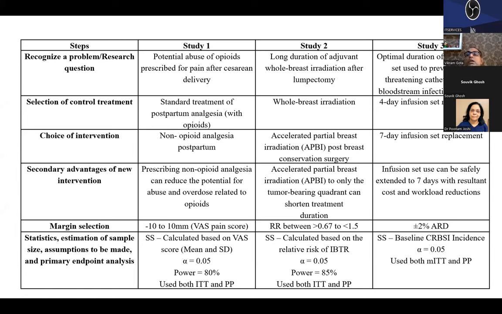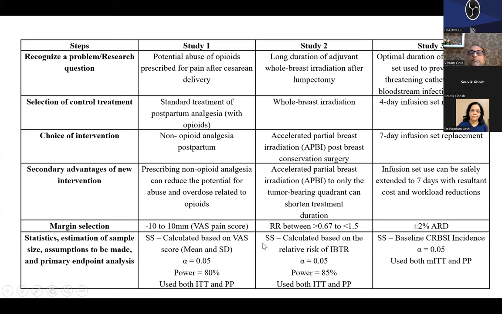Like you have to do a long duration of treatment, which brings us to the control arm, that is whole breast irradiation. The choice of the intervention is accelerated partial breast irradiation, which is faster. Maybe it will bring down the duration of time for which the patient is exposed to radiation. There is some advantage, so let's see what the secondary advantage is. Accelerated partial breast irradiation, otherwise called APBI, to only the tumor-bearing quadrant can shorten treatment duration. And with shortening treatment duration, there are several advantages: your OPD cost will decrease, your machine time will come down, so you can irradiate more people. There are so many advantages of shortening the duration of treatment.